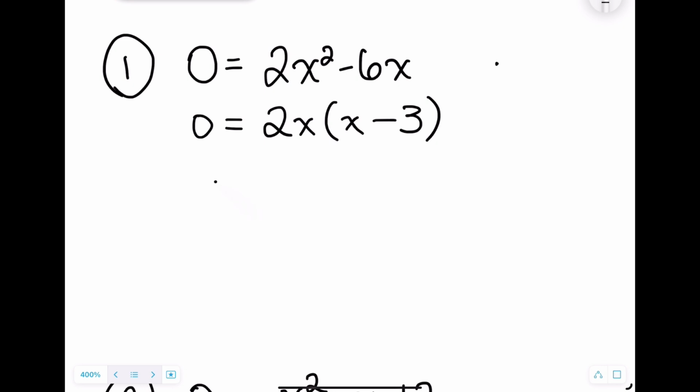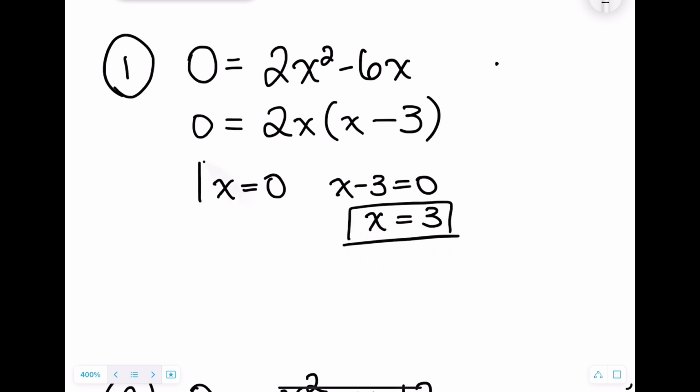So one factor is x, which as it is, you can equal to 0, and when it does, then left side equals right side. And the second factor is x minus 3, which if we set that equal to 0 and we solve, then we get x minus 3 equals 0, and when we solve, we get x equals 3. Those are our 2 solutions to this equation.